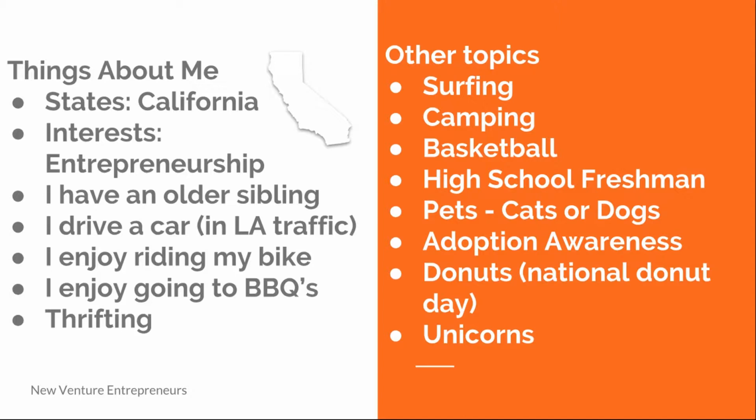Donuts I have listed here. A lot of people like donuts. That can probably be an evergreen niche to get into. But if you want to be more specific, you can get into National Donut Day, which is once a year, I think in June. Another topic I have on here are unicorns. That can be a topic to get into.